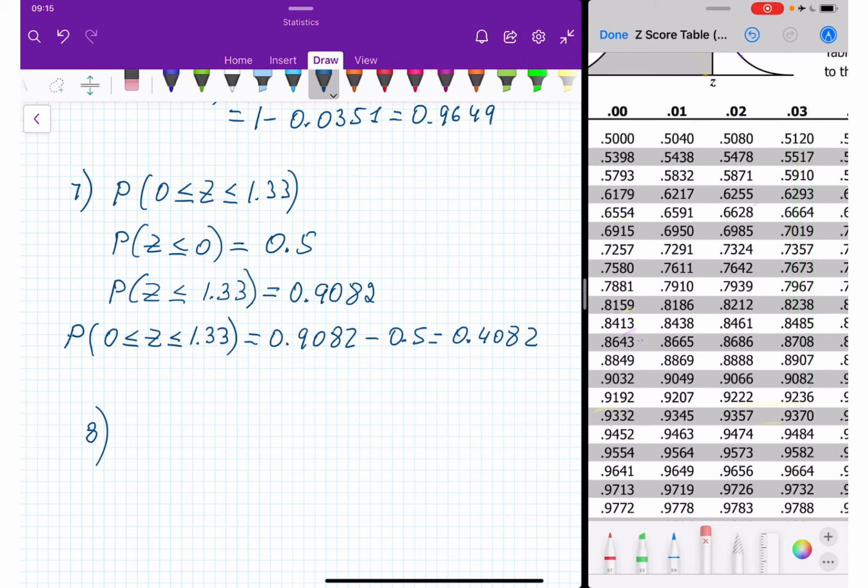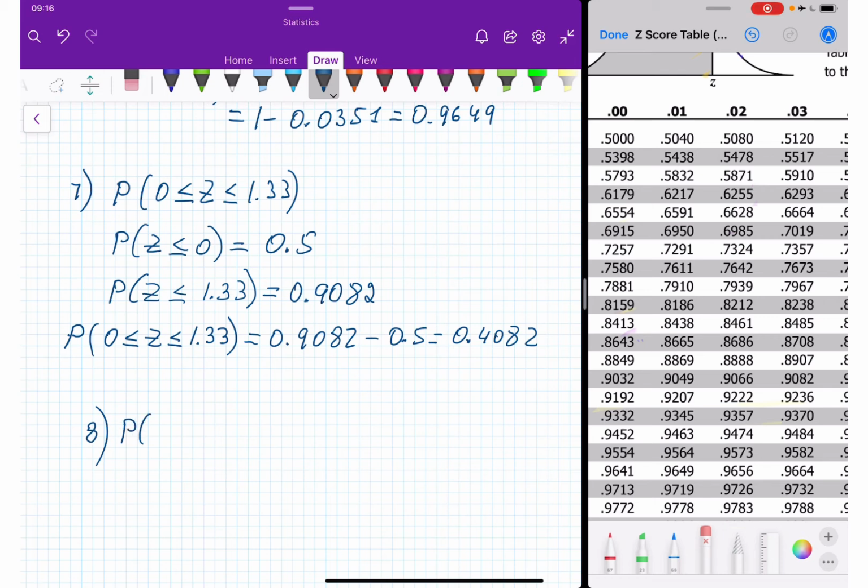The only thing you have to remember, when you need to find area for z-score greater than, then you have to subtract from 1, because the table is giving only to the left, our table. Or you can find the table that shows to the right also. It's up to you. Question number 8.